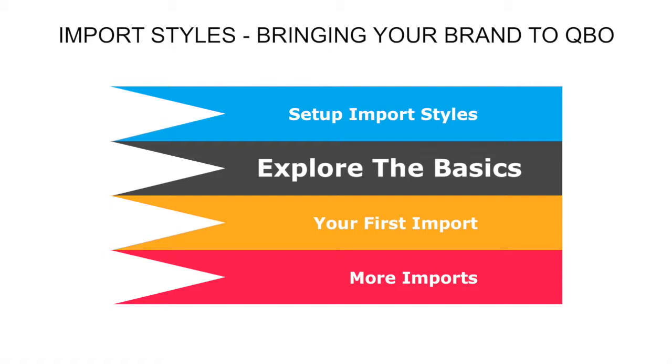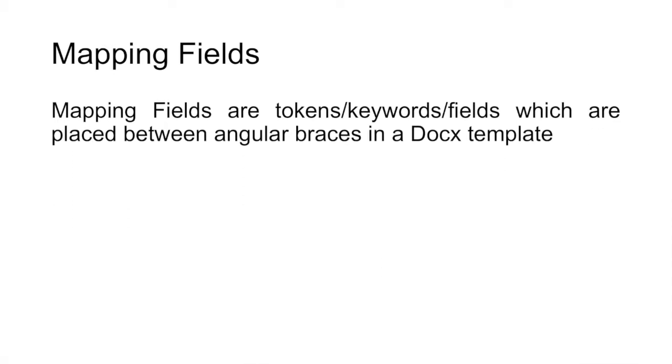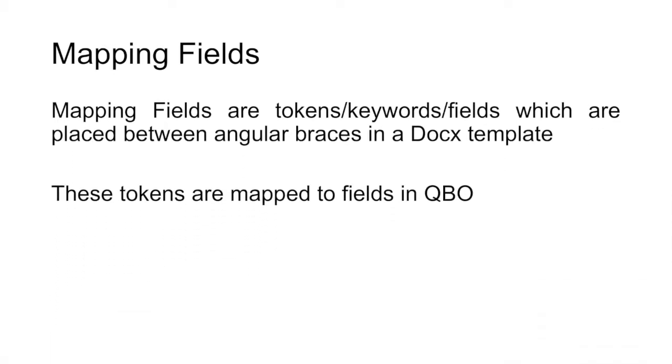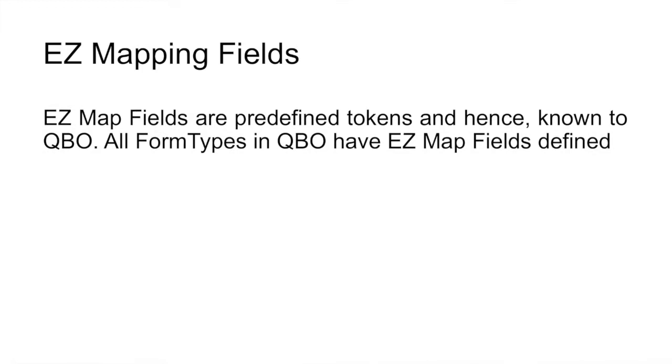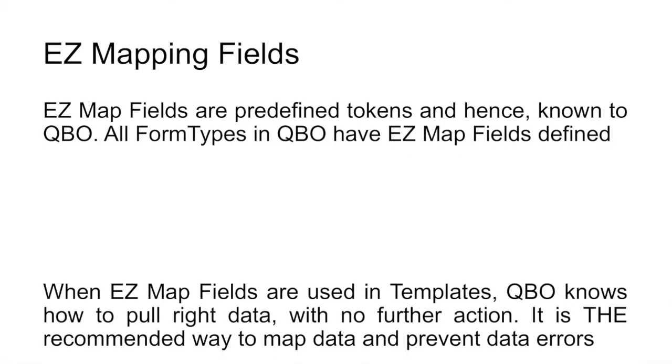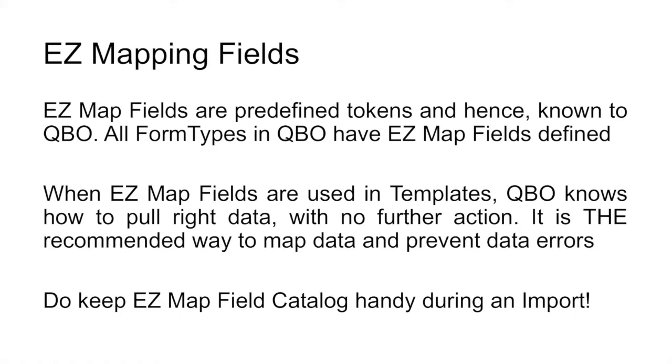The first concept we'll start with is mapping fields, which are tokens enclosed in angular braces. These tokens must be mapped to the right data sources in Qubio. It's not as hard as you think, due to easy mapping fields, which we'll talk about soon. Easy mapping fields are known fields created by Qubio developers to make mapping easy. Read through the brief descriptions on the screen. The video has examples to show you what they mean.